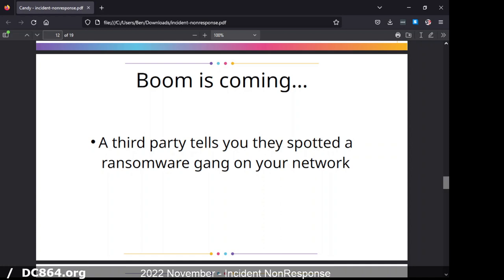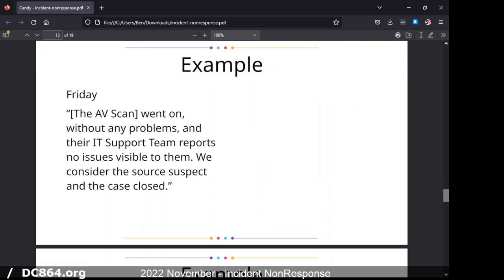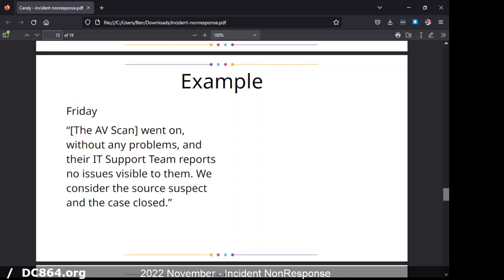That's pretty telling. If you're telling a third party this, you would think they would say, oh, we haven't given this information. We haven't given our topology to you. So why would you do this? Instead, next, Friday: thank you for letting us know. The AV scan went no problem. We saw nothing. We consider this case closed and your threat source suspect.